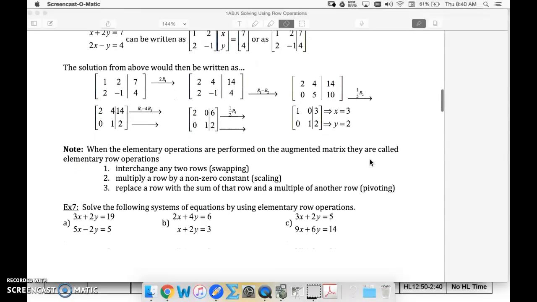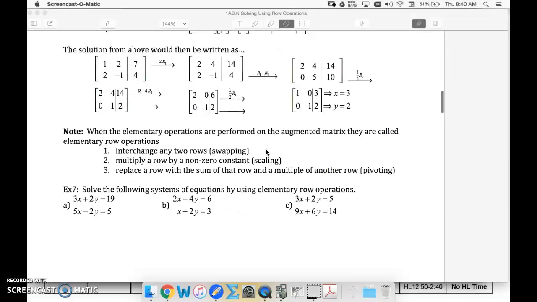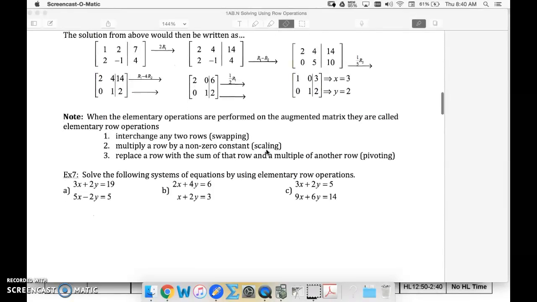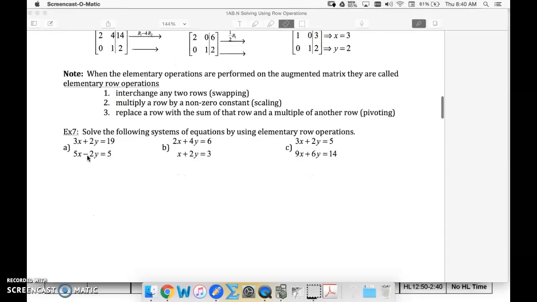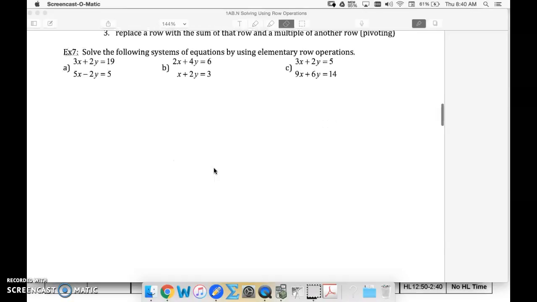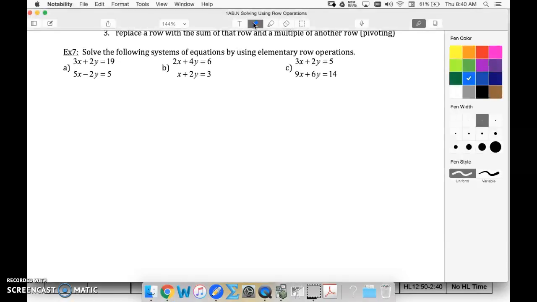Similarly, we can solve in our calculators by putting in the augmented matrix and then doing reduced row echelon. Remember, you have your calculators, so use them. So I'm going to do this first one with you and then leave these two for you to do on your own. So solve using elementary row operations.